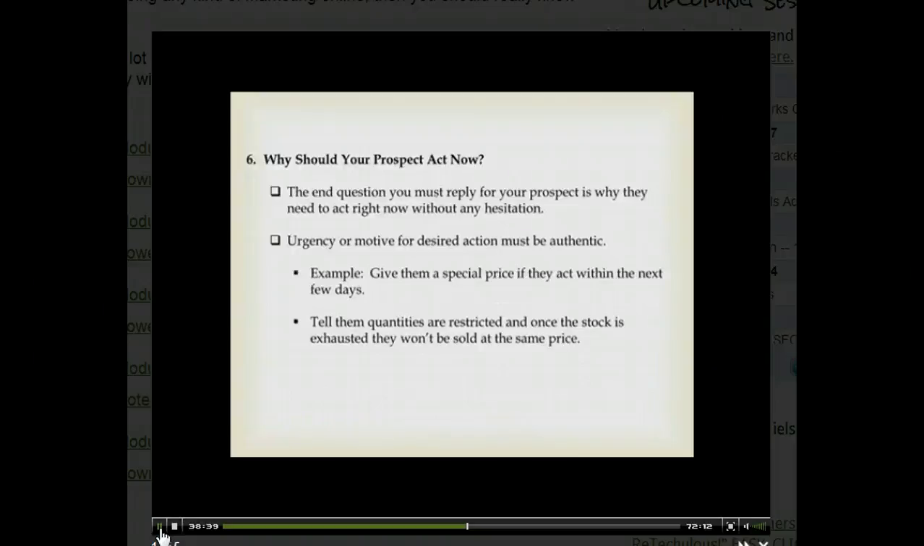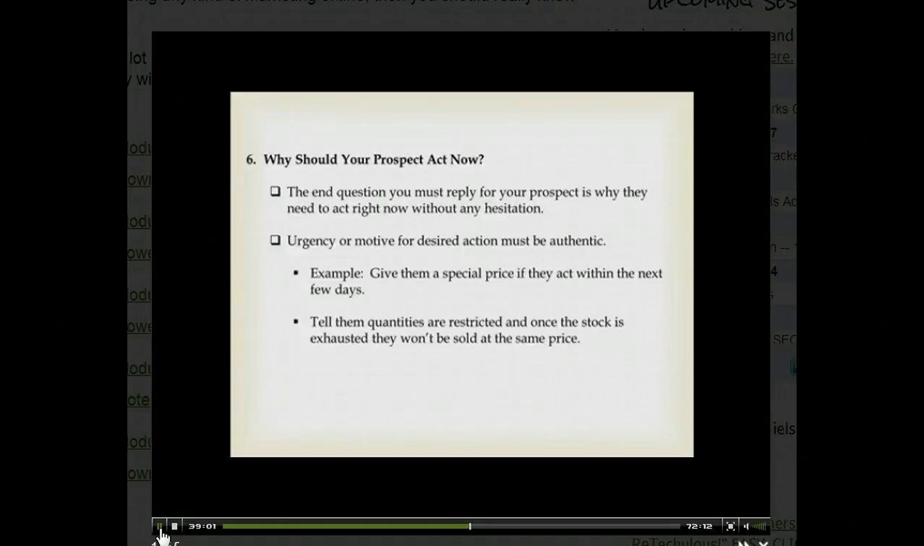Urgency or motive for desired action must be authentic. Example: give them a special price if they act within the next few days. So basically, if they get that product in the next few days, or right now, they're going to be able to get it at a discount. Tell them that quantities are restricted, and once the stock is exhausted, they won't be sold at the same price.